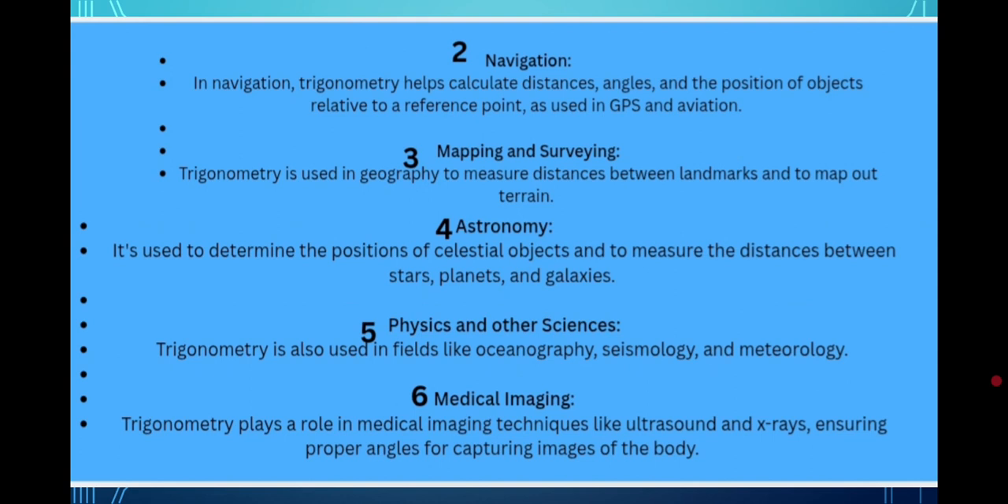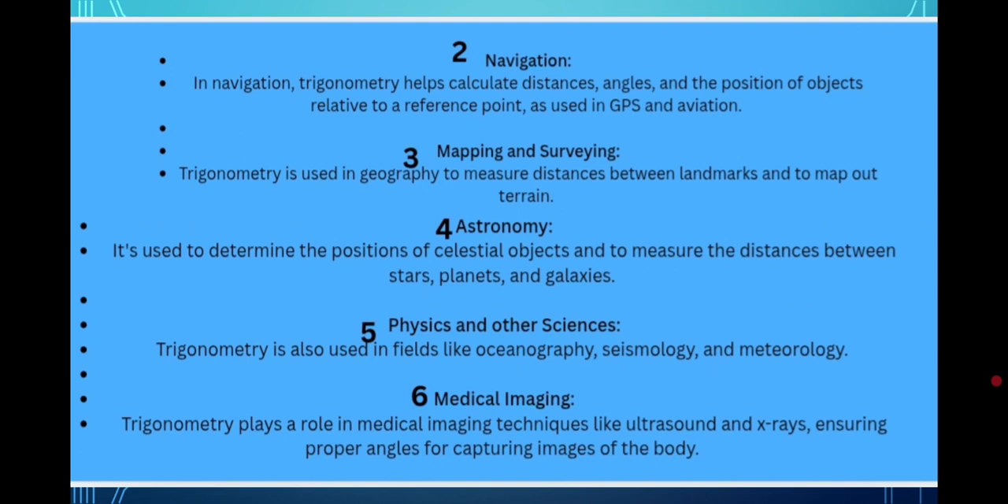So second is navigation. In navigation, trigonometry helps calculate distance, angles and position of objects relative to a reference point, as used in GPS. In simple words, navigation means directing and controlling ships and aircraft from one place to another. In the past, navigation depended on knowledge of the position of the pole star, but today we use trigonometry. Third is mapping and surveying. Trigonometry is used in geography to measure the distance between landmarks and map them out.